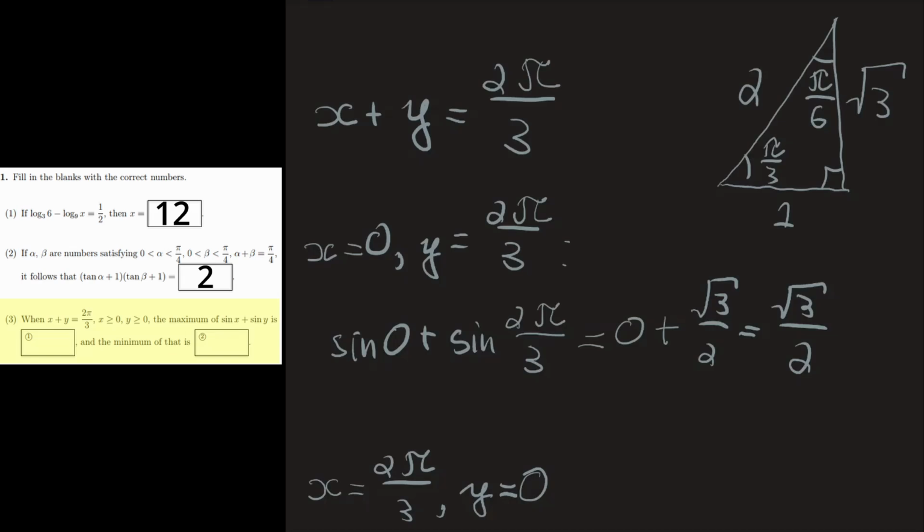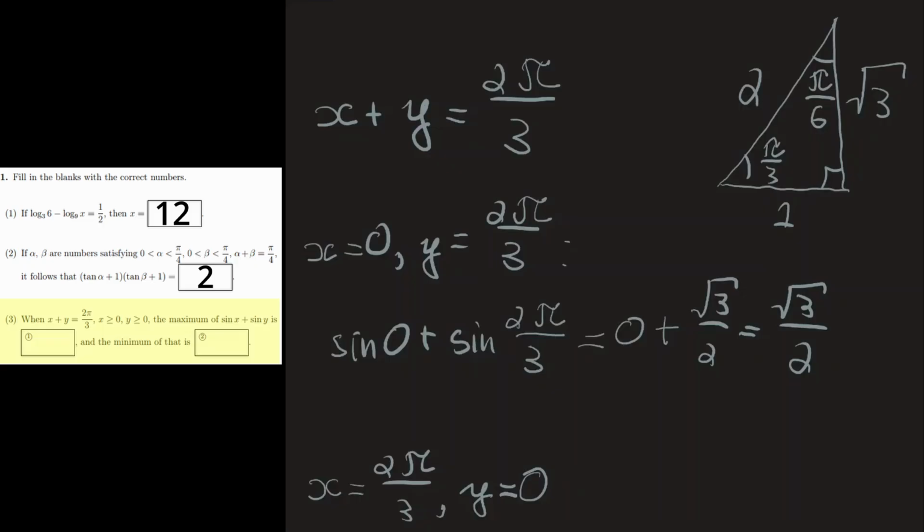But anyways, the question says that both x and y are greater than or equal to 0. So the bounds we can check are when x is equal to 0 and when y is equal to 0. So first let's do when x is equal to 0, which means that y is equal to 2 pi over 3. We get sine of 0 plus sine of 2 pi over 3, which is equal to 0 plus the square root of 3 over 2, which of course is just equal to the square root of 3 over 2. And in case you're wondering, I use this special triangle over here to help remember the values of trig functions with these angles.